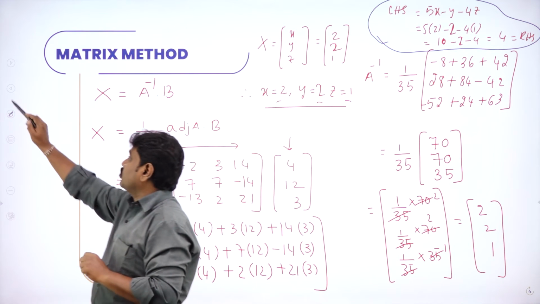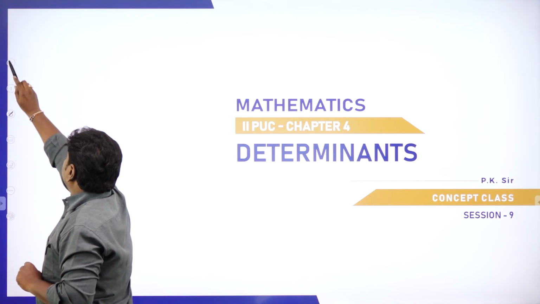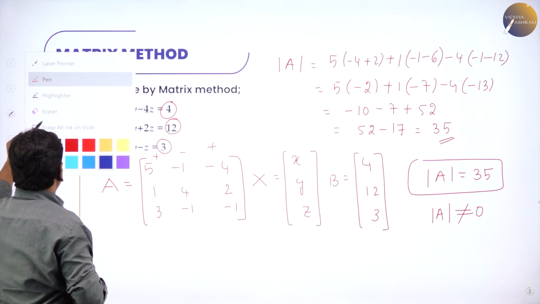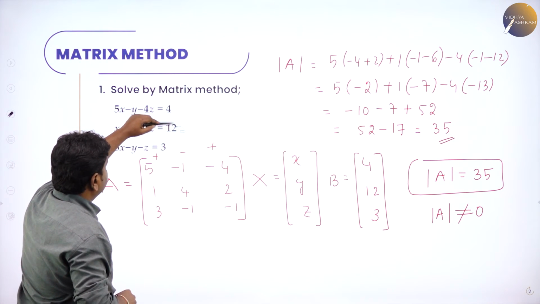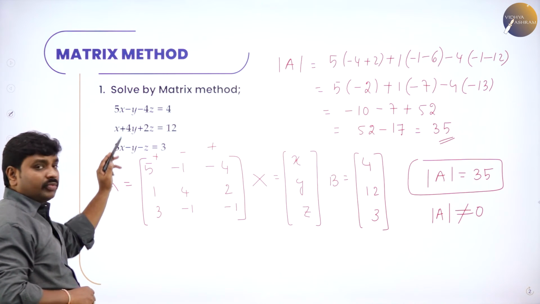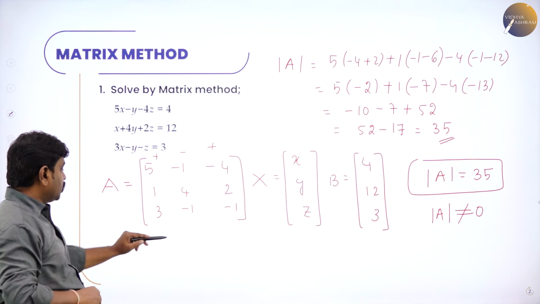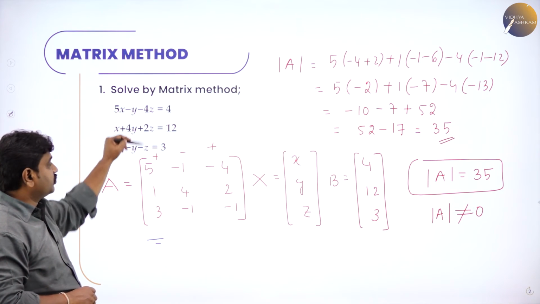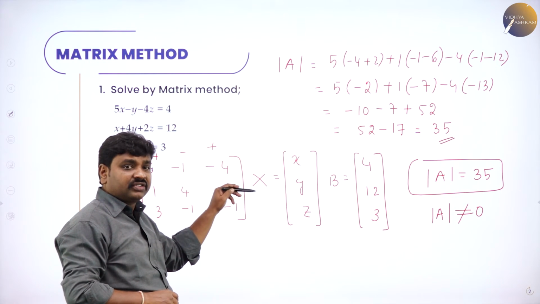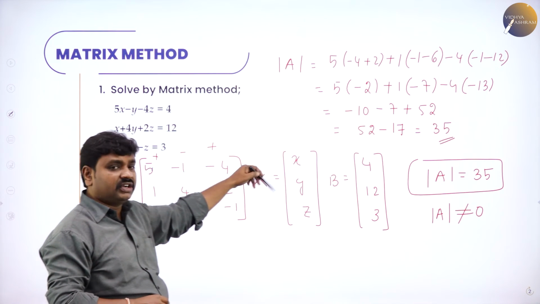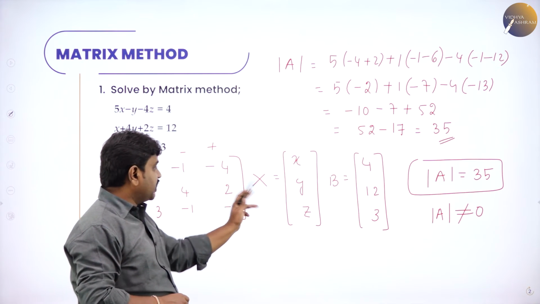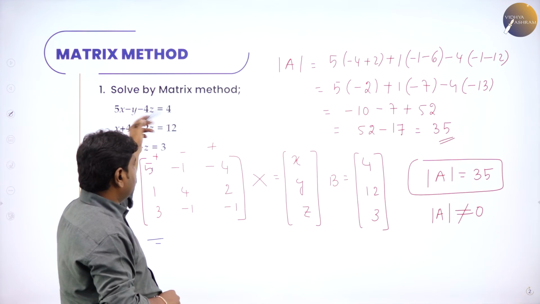Let me just summarize what we have done. So now solve by matrix method. They gave 3 equations and are asking you to solve by matrix method. How to solve? First write the coefficient matrix A, the coefficients of x, y, z put in a matrix. Then the variable matrix X, with x, y, z written as a column matrix. Then B means constants. If you multiply A into X equal to B, you will get these equations.